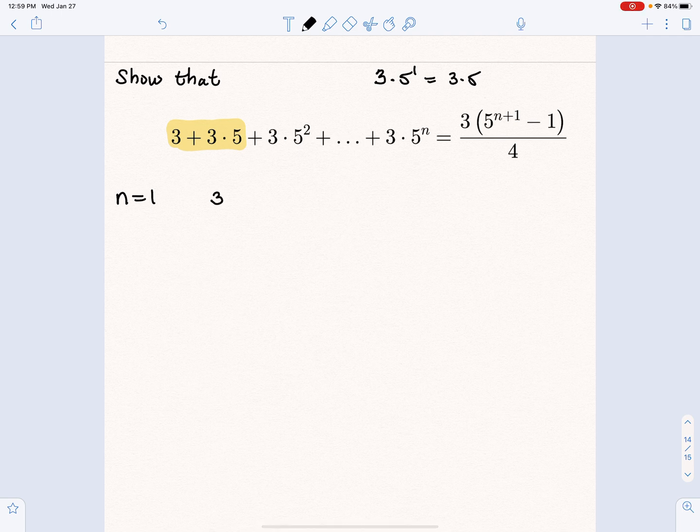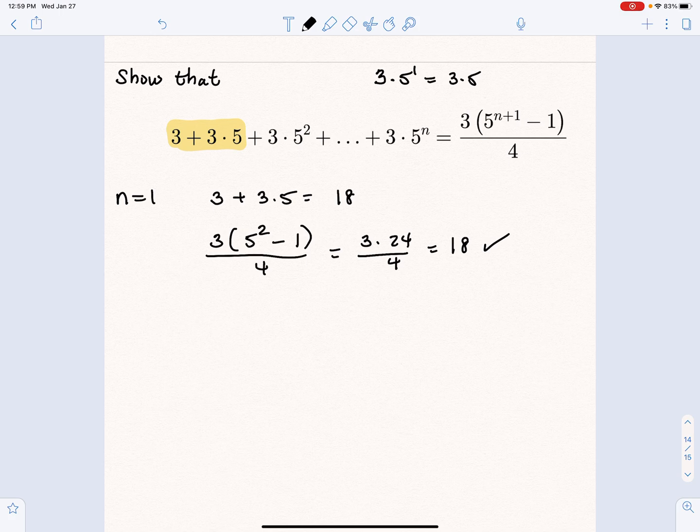So if we take 3 plus 3 times 5, we get 18. And if we plug it into the formula that is proposed on the right-hand side, we have this, which is 3 times 24 over 4, which is good, 18. So there's our base case that is proven.